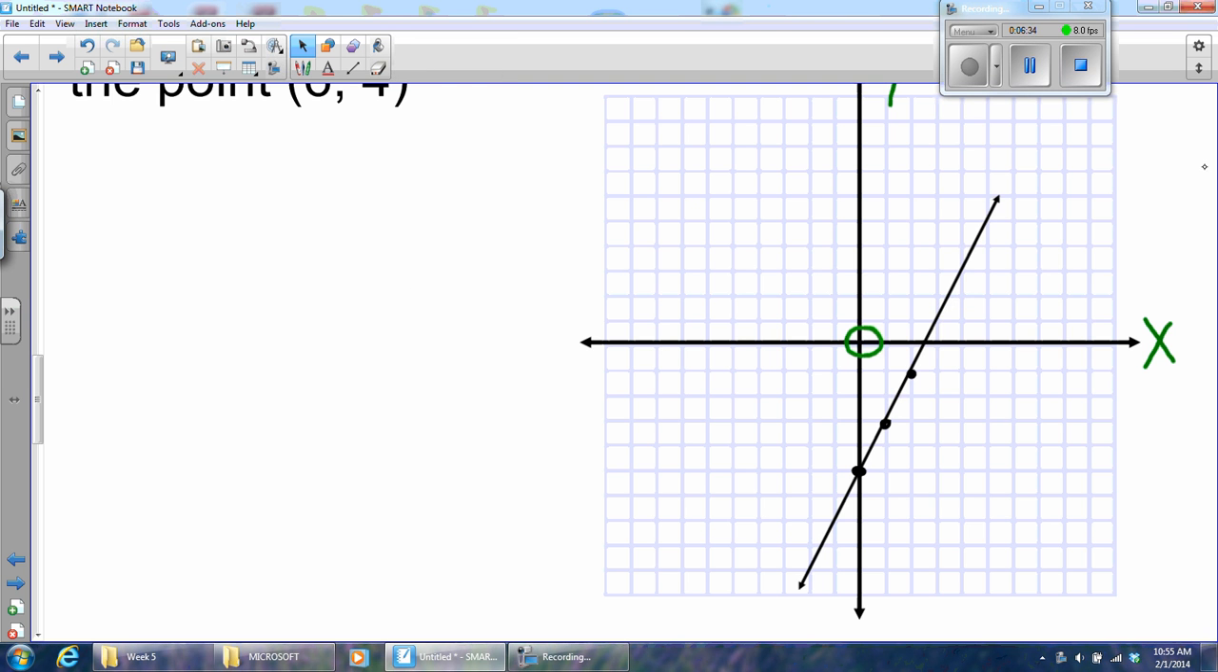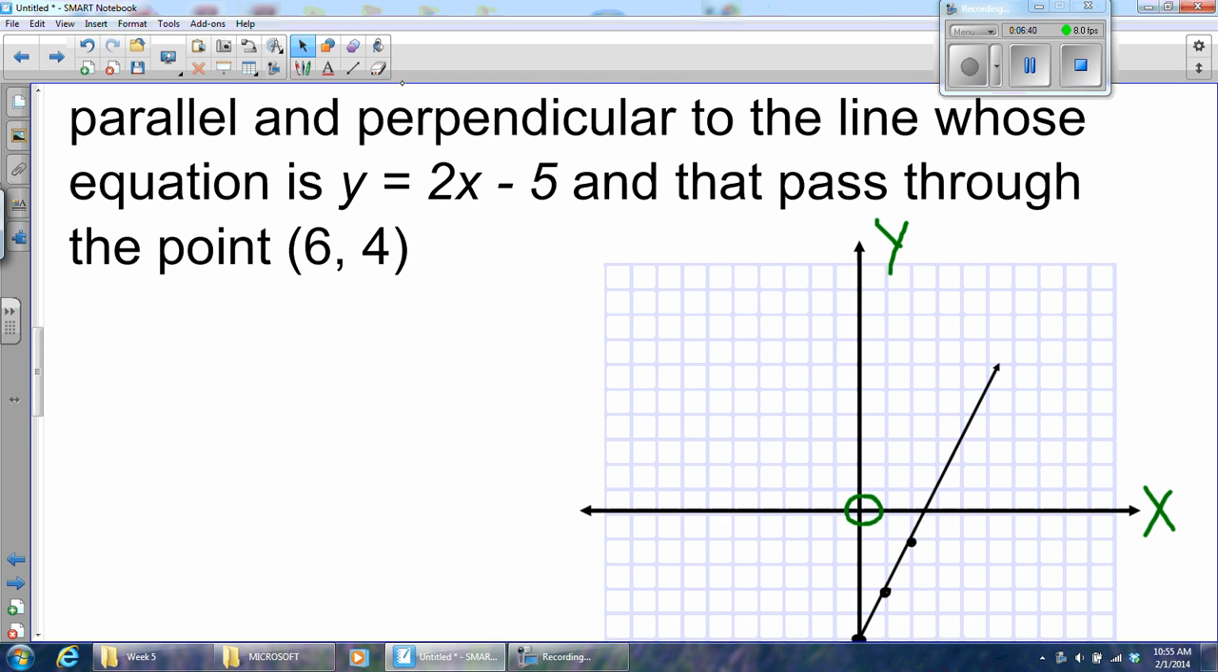There we go. Okay, so this is the original line. This is the line y equals 2x minus 5. And I need the point 6, 4. 1, 2, 3, 4, 5, 6. 1, 2, 3, 4.